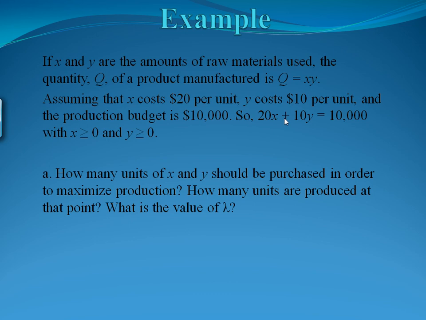So that means 20 times x plus 10 times y is 10,000. Again, x and y will be positive or 0 because it doesn't make sense to have negative raw materials. So we want to find how many units of x and y should be purchased in order to maximize production, how many units are produced at that point, and we want to find the value of lambda.